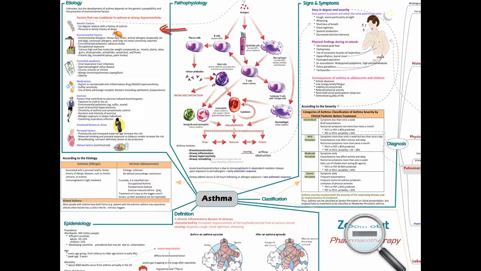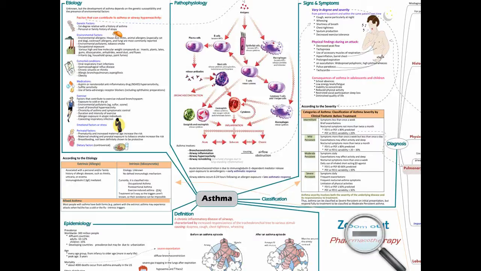Back to the etiology. The development of asthma depends on the genetic susceptibility and the presence of environmental factors. And this is a list of these factors. You have to know that identifying triggers of asthma for a patient and avoiding them is an essential part of managing the case.